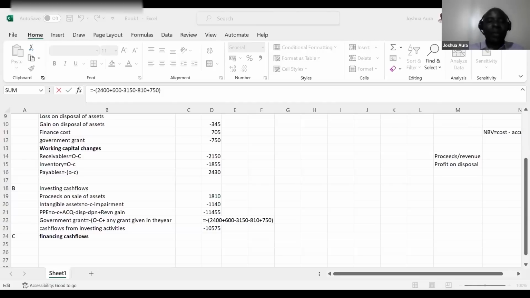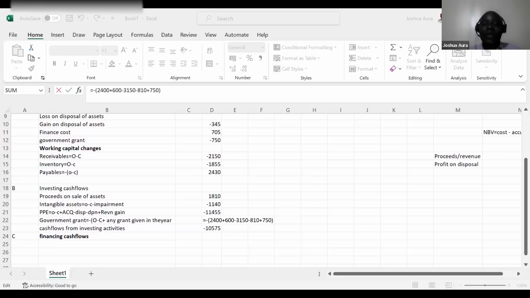And then the government gave us some grant this year, which is provided here. I know why we are wrong. We are wrong, ladies and gentlemen, because when the government gave us this 750, it should have reduced our liability. So we are supposed, quite tricky one, to say minus 750, not plus 750.